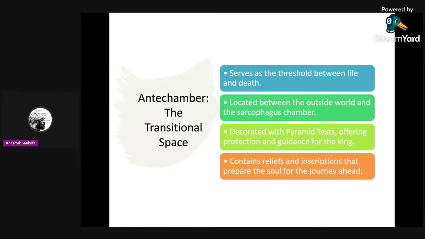Now there's the antechamber, right? That was a transitional space, and I've got to go through that. It served as a threshold between life and death. It's located between the outside world and the sarcophagus chamber, and it's decorated with pyramid texts offering protection and guidance for the king.